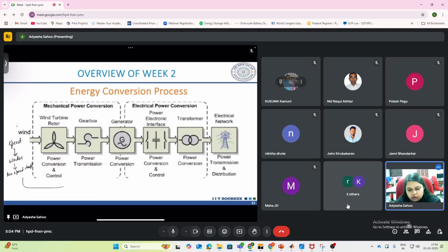Then you have the gearbox, which will transform this mechanical energy. Basically, it is like a step up transformer for a mechanical system. So it will convert it into a high speed shaft, and this high speed shaft will in turn rotate the prime mover of the generator to produce electricity. And then you have a transformer and you can inject this to the electrical grid.